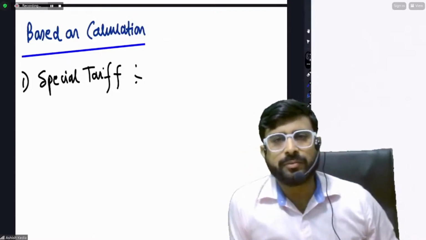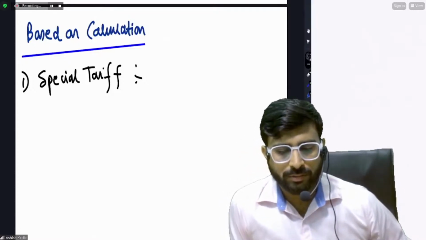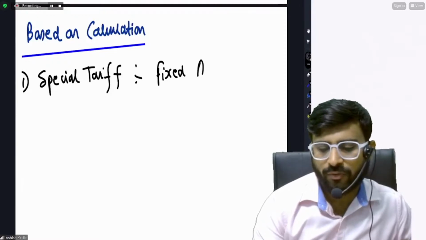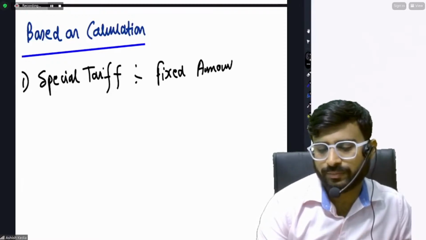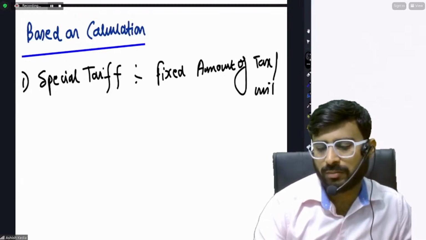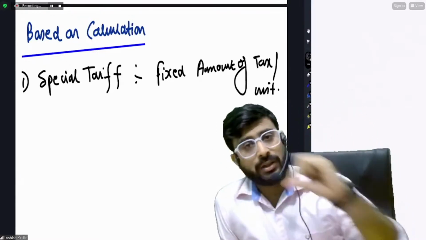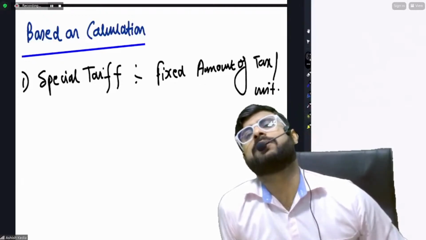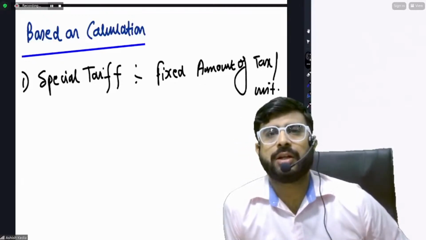Here it is: fixed amount of tax per unit. Simple. Sir, we did not understand. Sir, fixed amount of tax per unit, what does that mean?